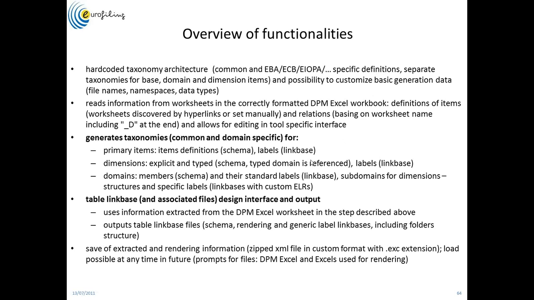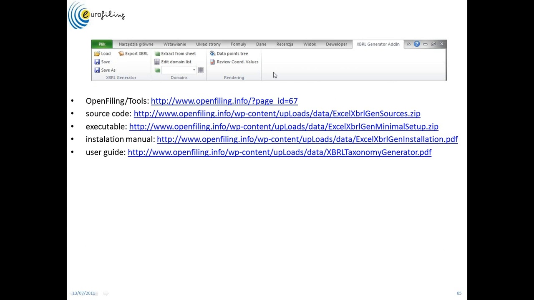So what does it do? It has a hard-coded taxonomy architecture that it outputs, according to what I presented before. It reads information from the Excel and builds the schema and link base files. And it's also able to save the information loaded from the Excel in a tool-specific format. Again, if you install it, you'll have another tab in Excel with a number of features. I will show you how it works in a moment.